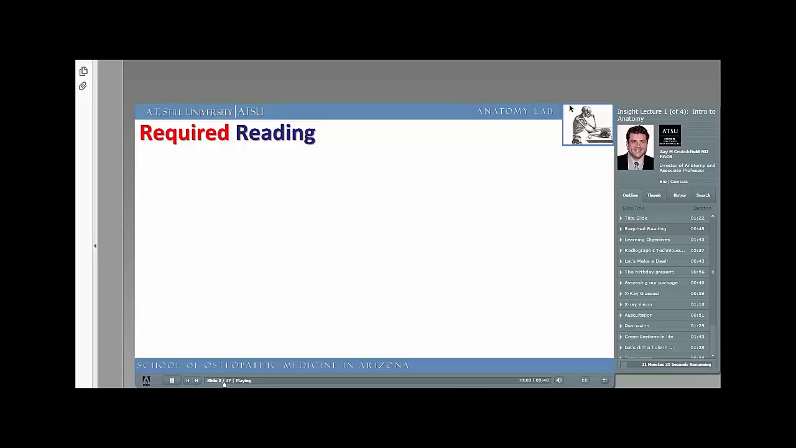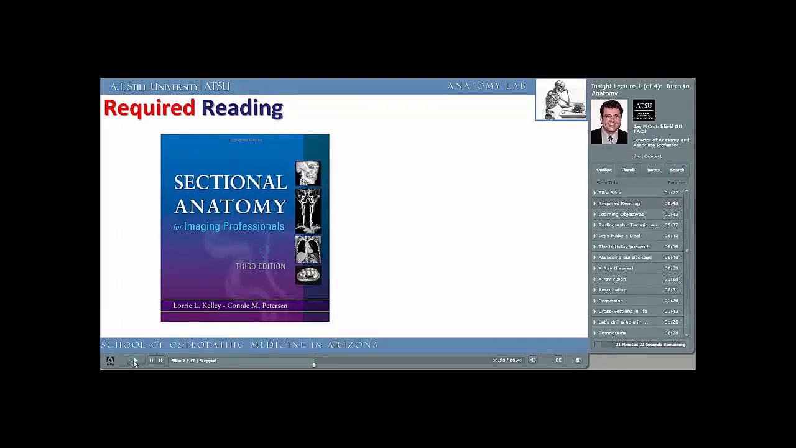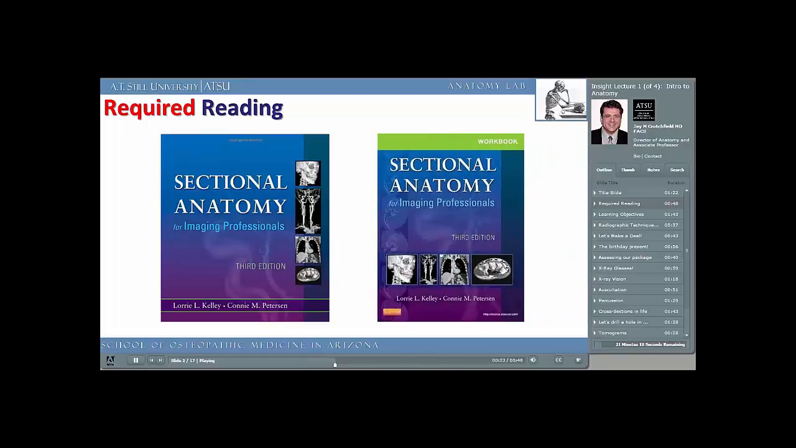Chapter 1 of the required textbook, Sectional Anatomy for Imaging Professionals, is where you should start reading for this presentation. No, we won't be interpreting cross-sections of a human anatomy just yet. We need to get familiar with the language of radiology and the orientation of the human body first. When I say required reading, I mean it.